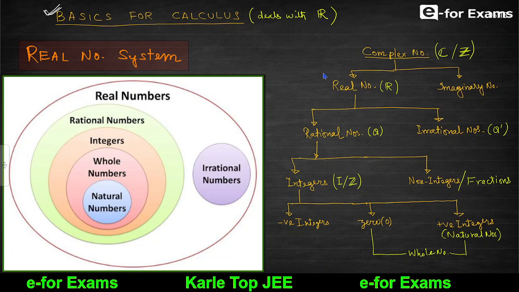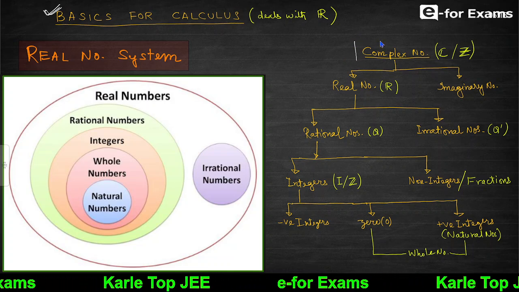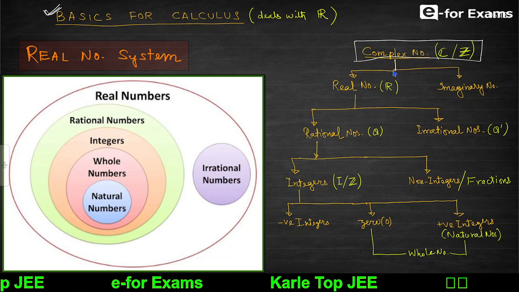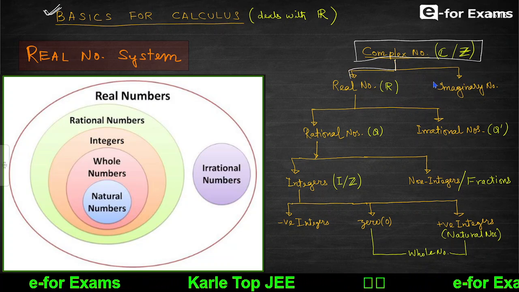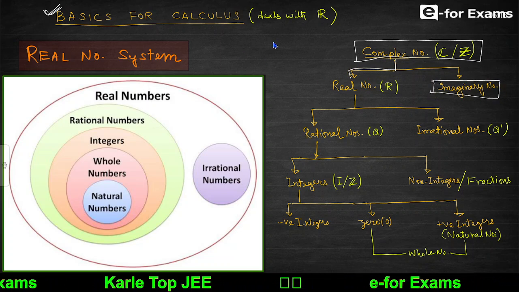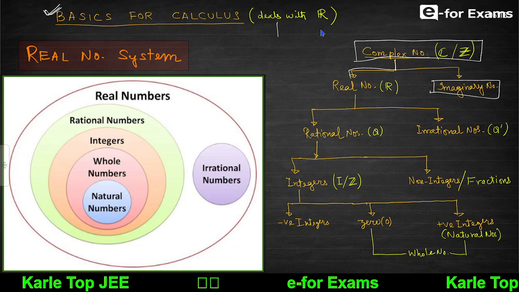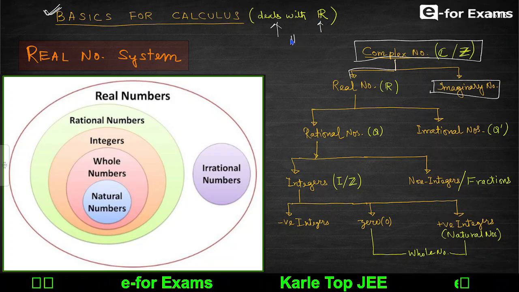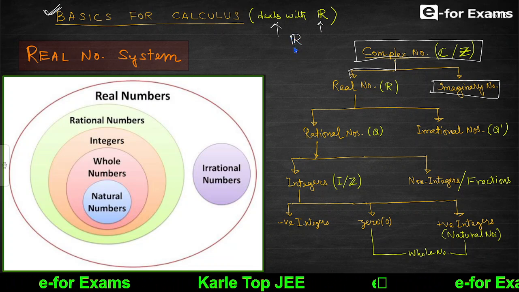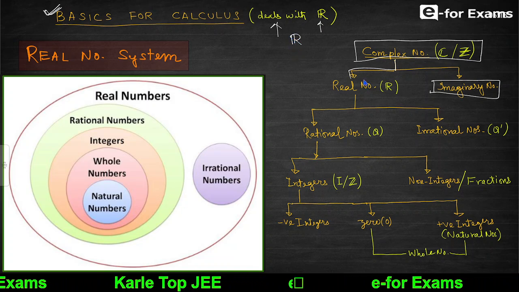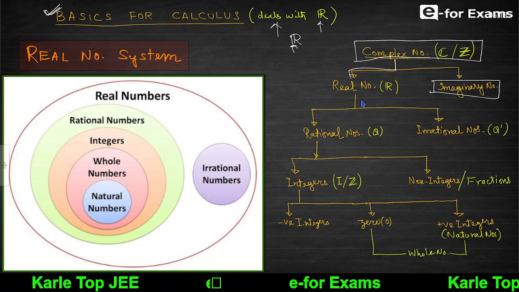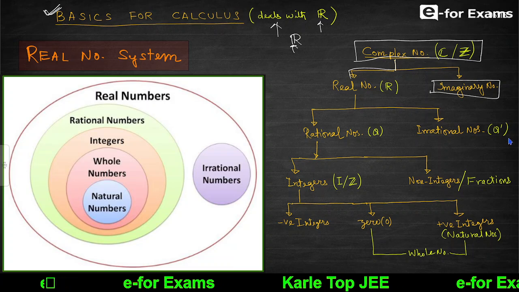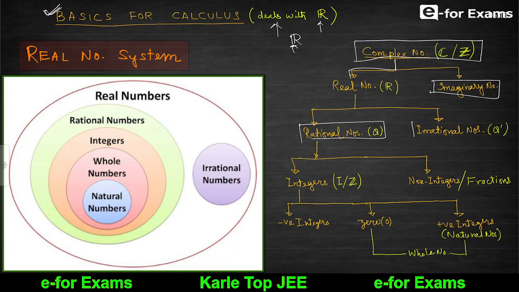Here in number system, in hierarchy, the biggest is the complex number. Complex number consists of real numbers and imaginary numbers. In calculus, we are going to deal with only real numbers. Real number is represented by R with double stroke. Real number consists of rational and irrationals.